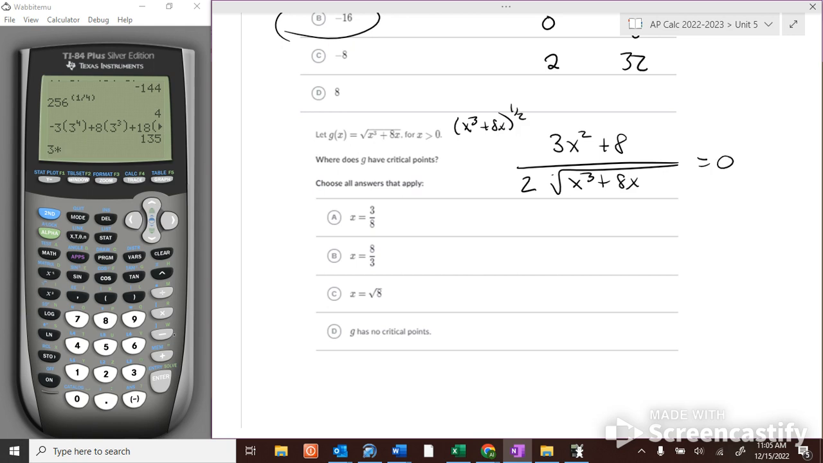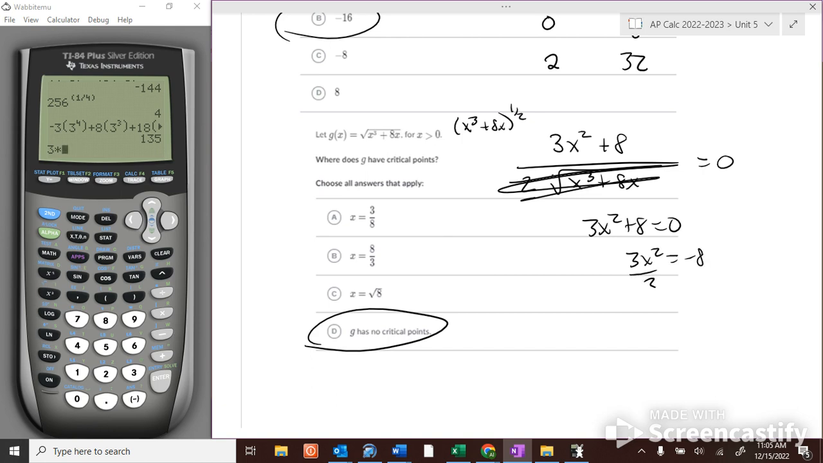So if we set that equals 0, multiply the bottom by 0, that just cancels that out. So 3x squared plus 8 equals 0. So 3x squared equals -8. I mean, you're not going to have any critical points because it won't work out. Okay? Because x squared cannot equal a negative number. So can't take square root of a negative number, no critical points.